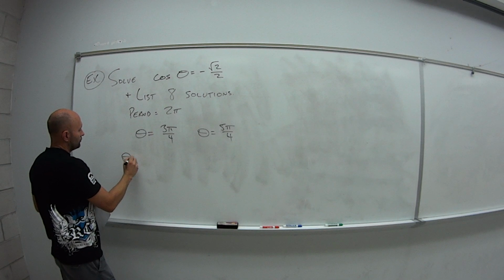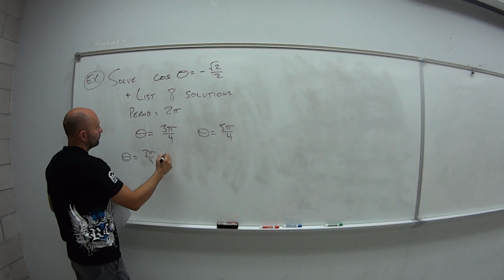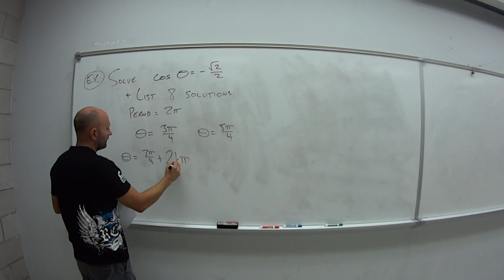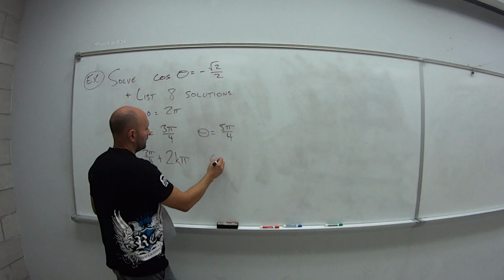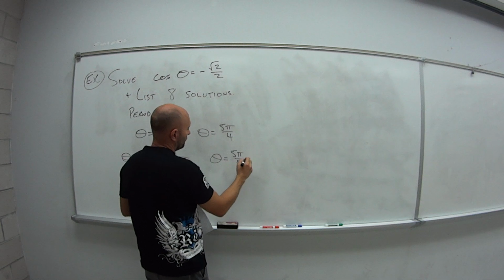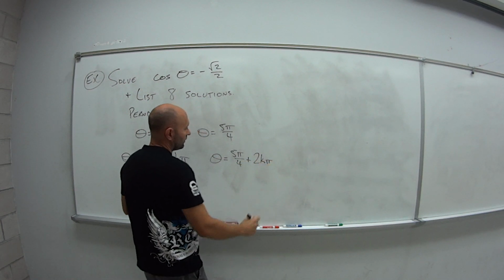Our general solution would be theta is 3 pi over 4 plus, and again, because our period is 2 pi, we have 2 pi, but we need that multiplier of k in there. And then for this one general solution, theta is 5 pi over 4 plus 2k times pi.